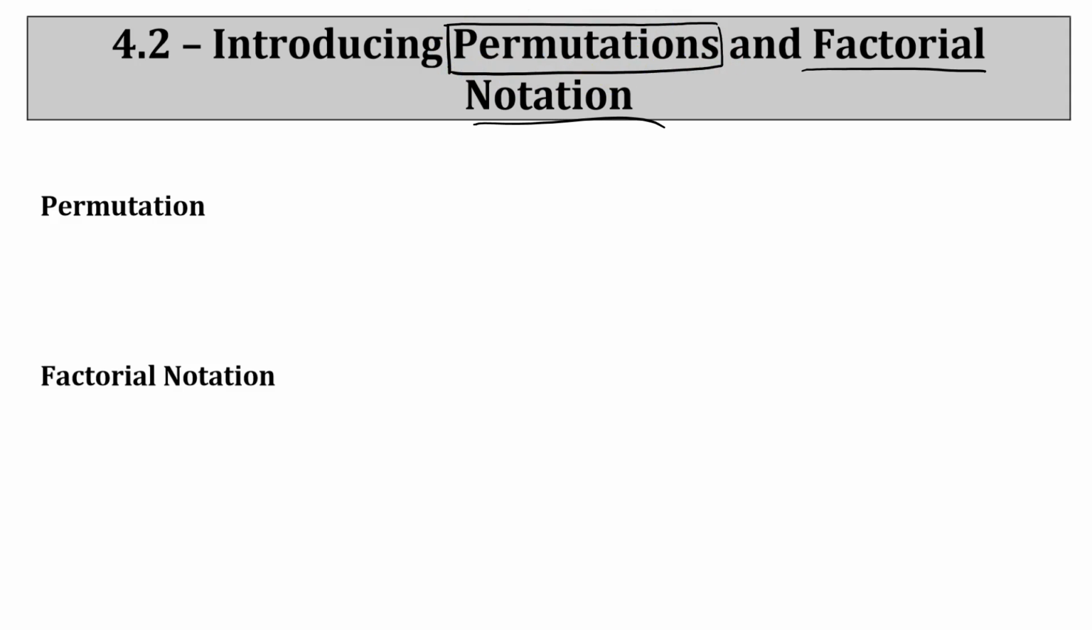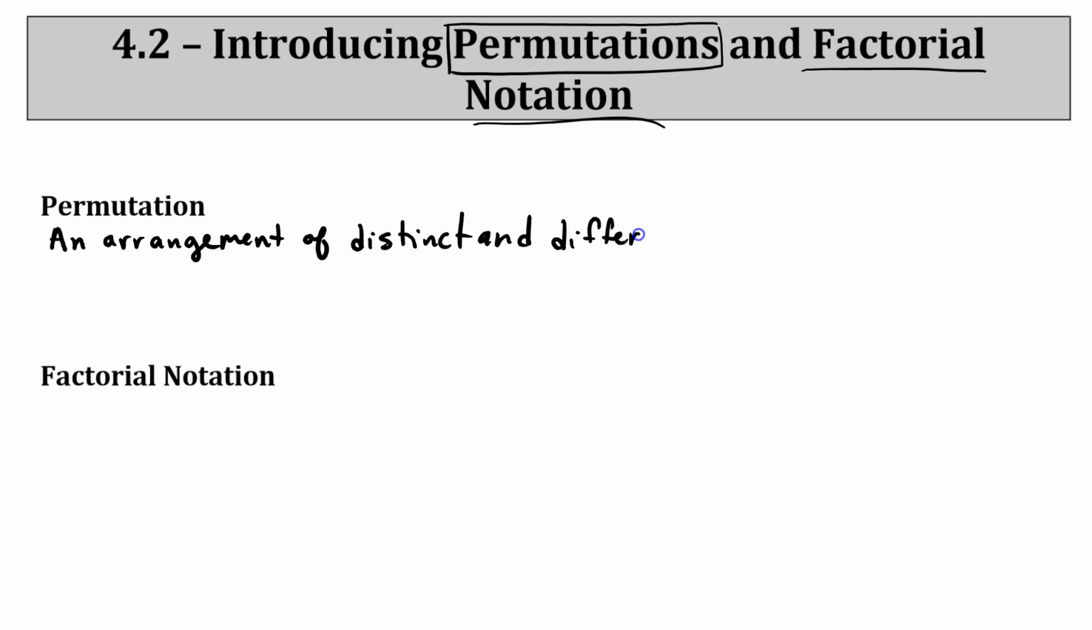Now we're going to have lots of different kinds of questions, but two main ideas: permutations and combinations. Let's just focus on permutations today. A permutation is an arrangement of distinct and different objects in a specific order.